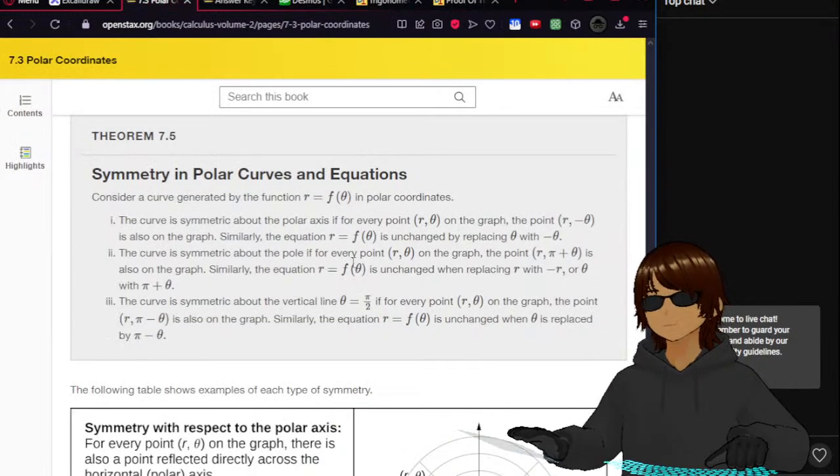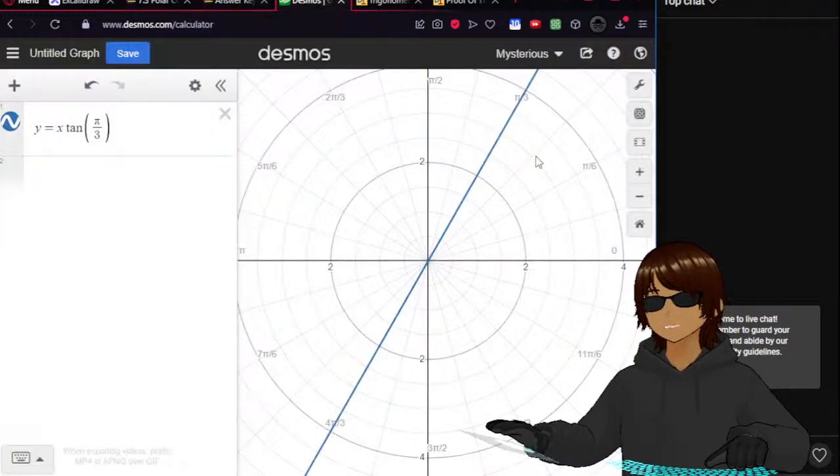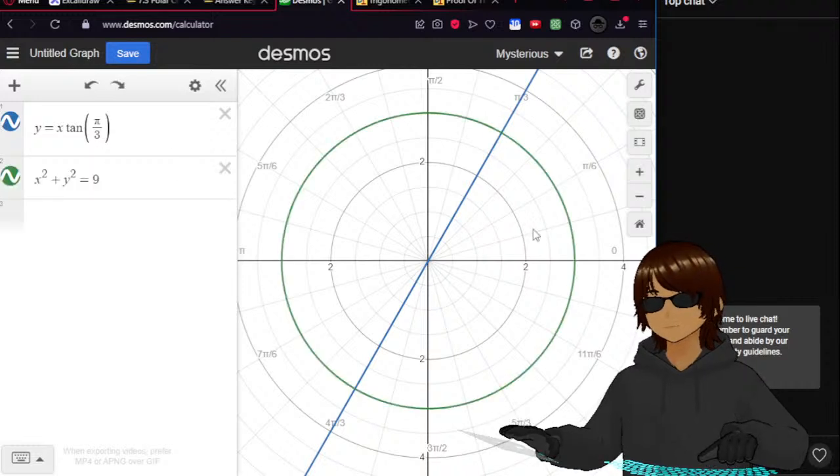Second is about the pole. If for every point r theta on the graph, the point r pi plus theta is also on the graph. Similarly, the equation r is equal to f theta is unchanged when replacing r with minus r or theta with pi plus theta. Okay, so if it's defined here, it's defined, let's say here, and it's also defined at pi plus theta, then it's symmetric around the pole. If this is true for all theta, the circle is symmetric both ways, right?